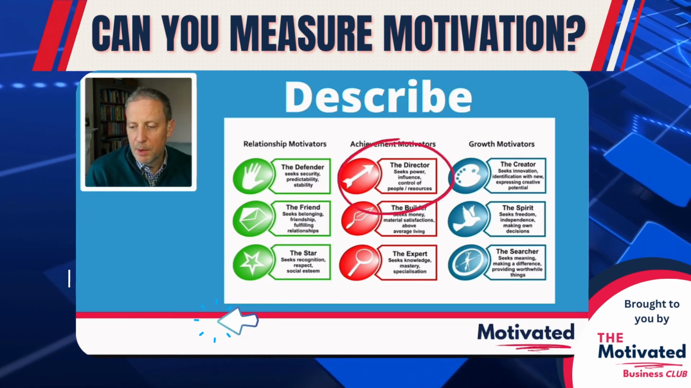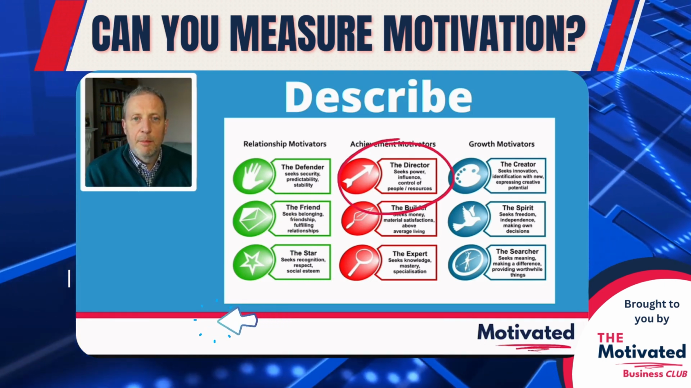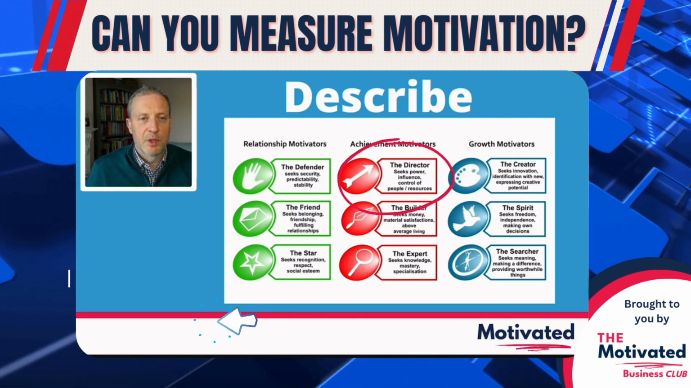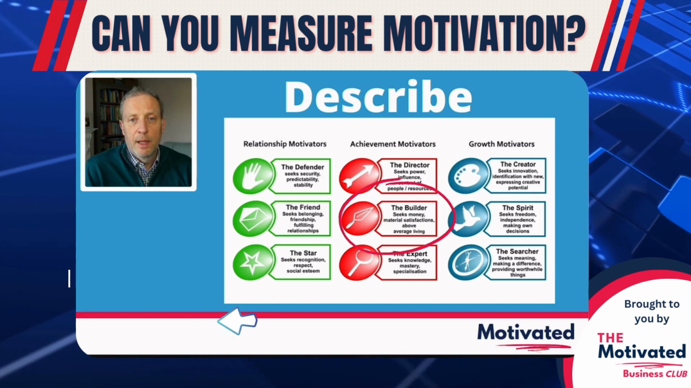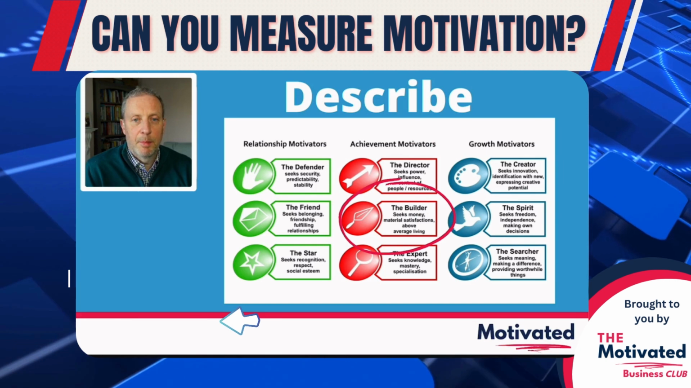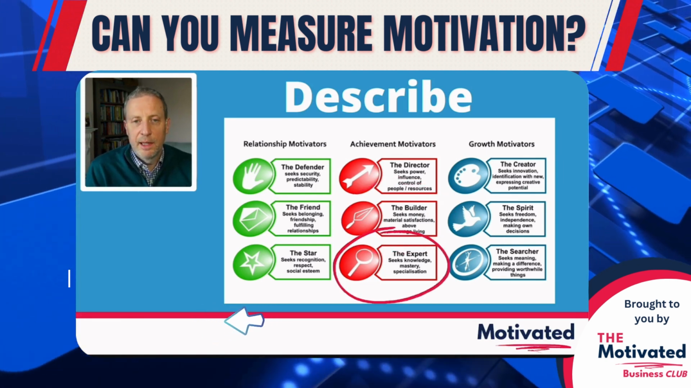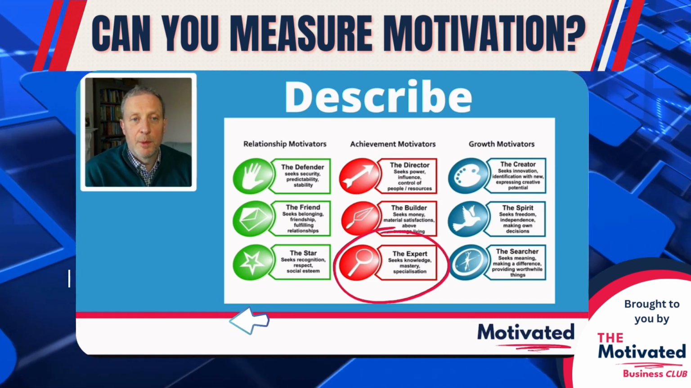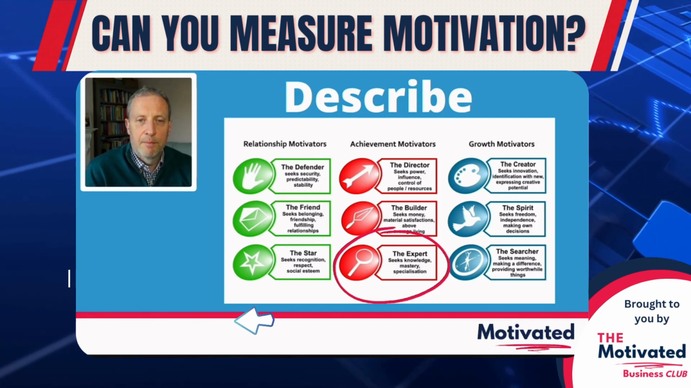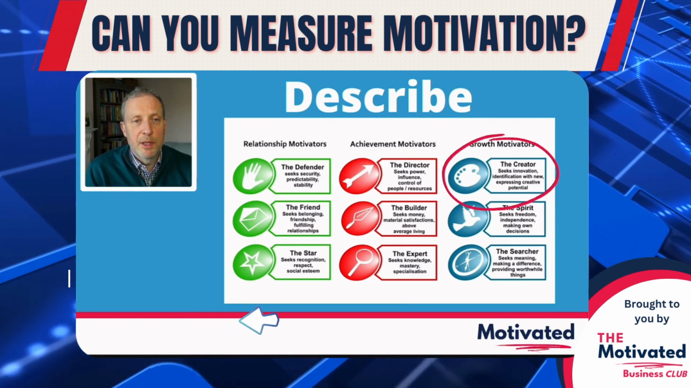Then on to the achievement motivators. The director is the drive for seeking power, influence, and control over people and resources. The builder is the drive that seeks material satisfaction and above average living standards, and seeks money. And finally, the final achievement motivator is the expert, and the expert is about knowledge, drive, and specialism, and seeks knowledge. And then we have the three growth motivators.